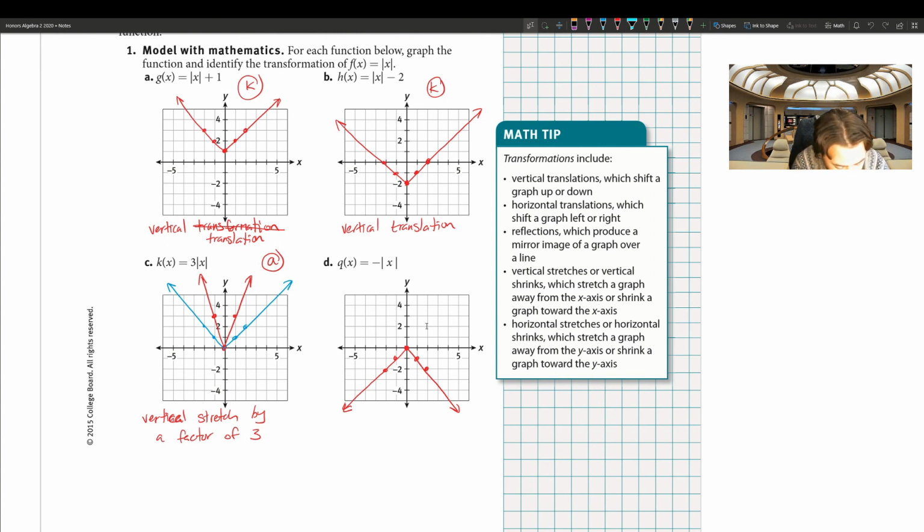So recall our parent function. Let me go ahead and graph that too, just for good measure. Our parent function is the other way, the v going up. And in this case, that negative is going to flip it over and make that v open downwards. So this would be a reflection on the x-axis.